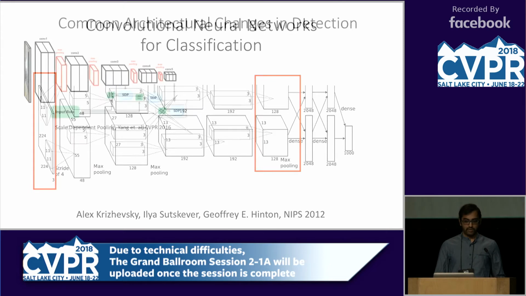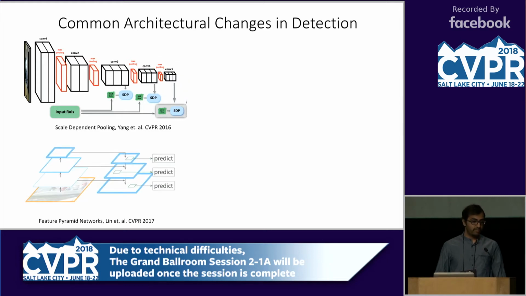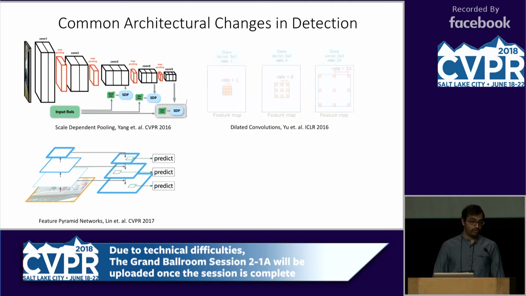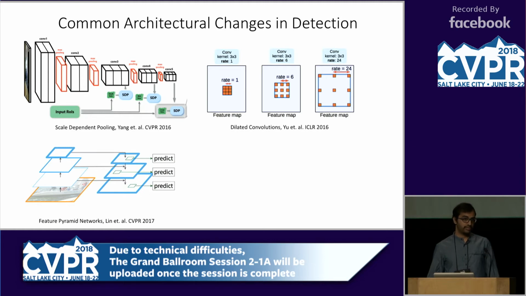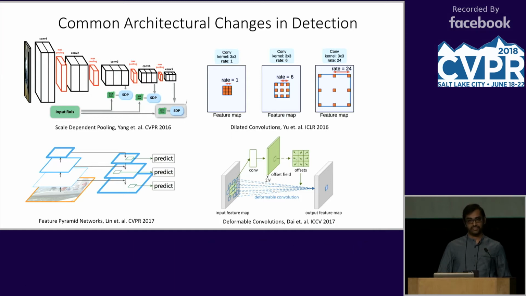To solve this problem, multiple architectural changes have been proposed. For example, in scale-dependent pooling, if we have smaller ROIs, we pool features from higher resolution layers. If we have larger ROIs, we pool features from coarser layers. Feature pyramid networks combine features from multiple layers of the network, and they also make predictions at multiple feature resolutions. Now, to increase the resolution of the conv5 feature map, it is also common to employ dilated convolutions. And deformable convolutions further improve upon this idea, and they adaptively change the dilation factor.